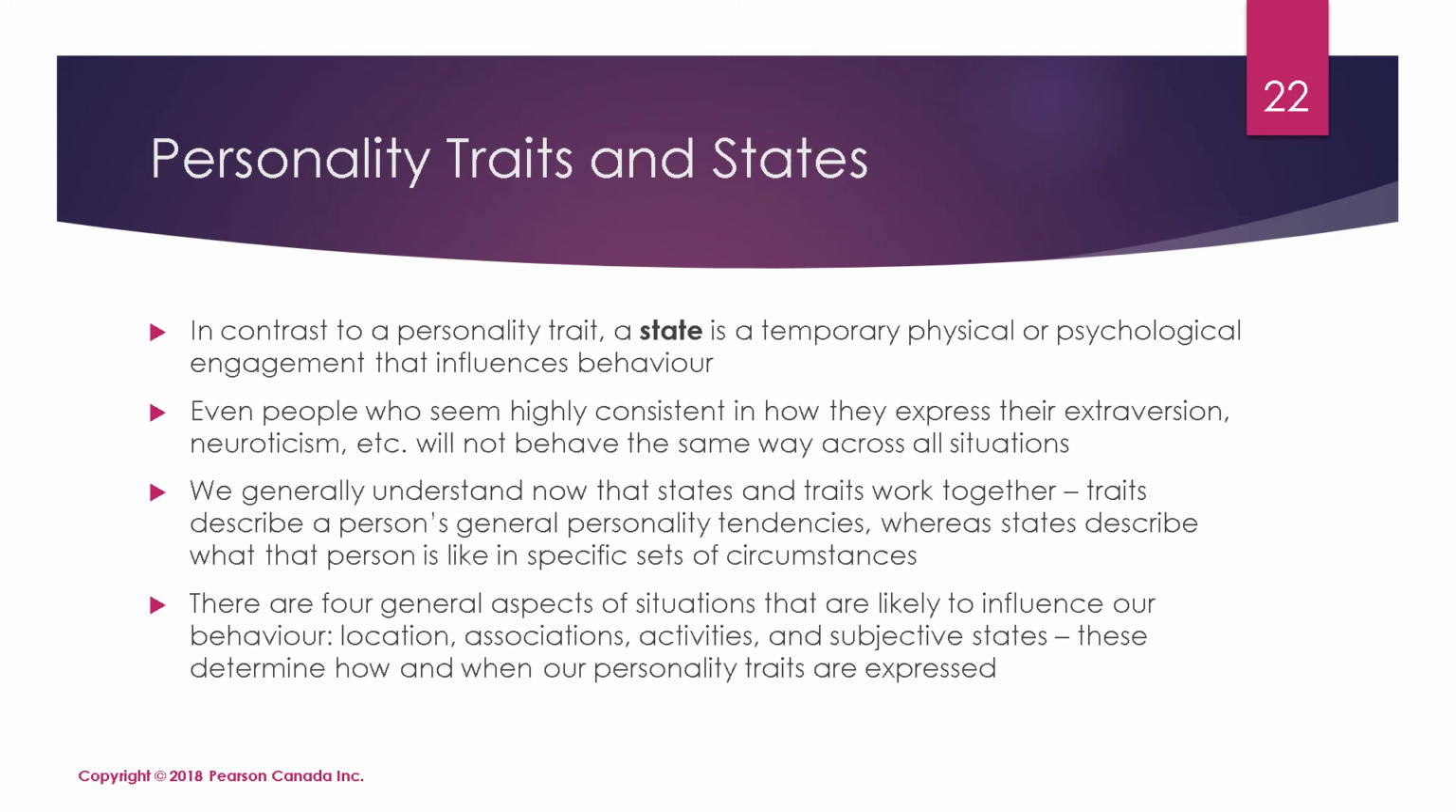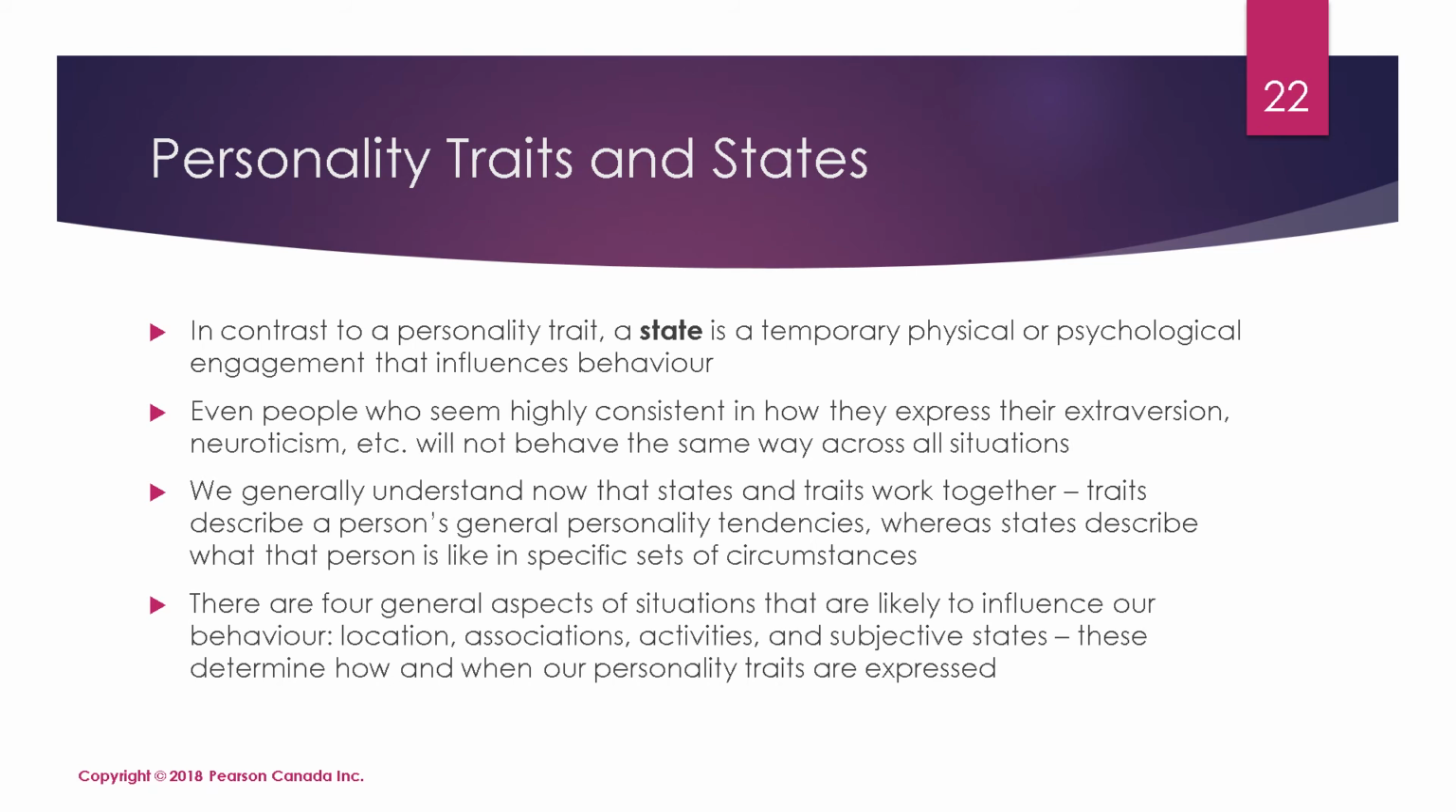Traits describe a person's general personality tendencies, so how they would mostly react in the majority of situations, the typical characteristics of the person, whereas states describe what that person is like in very specific sets of circumstances. So there are 4 general aspects of the situation we look at when we're trying to examine what might influence our behavior.